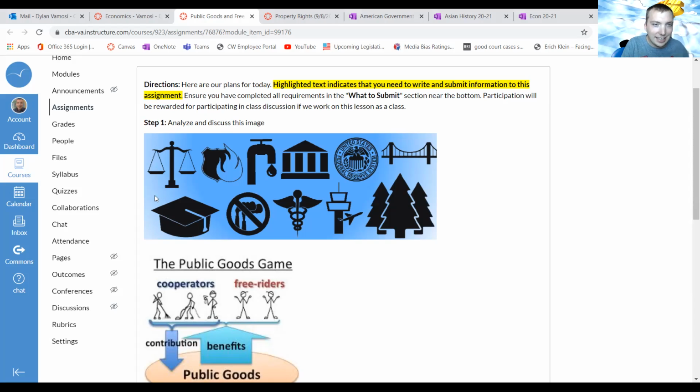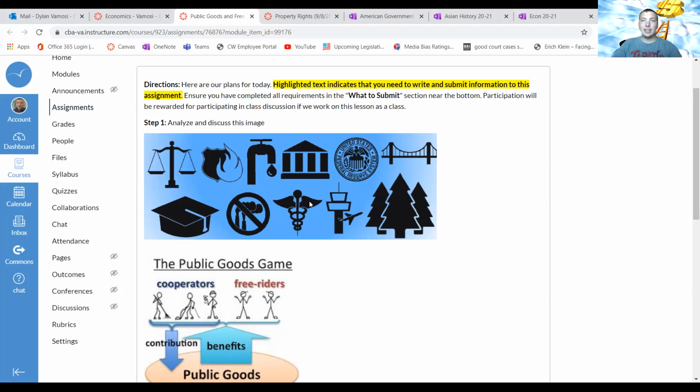Over here, I see the scales of justice. We have a graduation cap for education. Up here is access to the courts and the legal system. We have medical stuff here, airplanes, forests, public parks, bridges, government buildings, water, utilities, the United States Federal Reserve, or the central banking system for the United States.